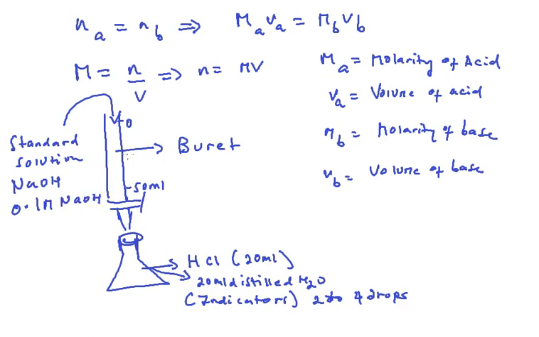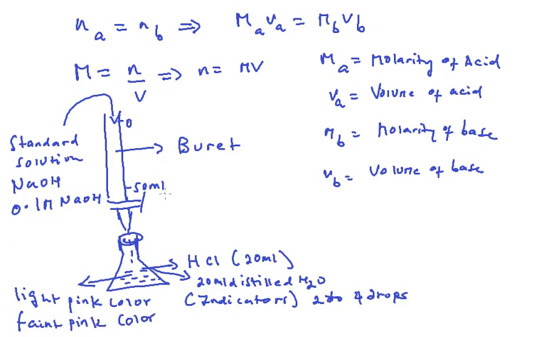So when we start a titration, make sure that for each drop that goes here, you swirl the flask so that the reaction will take place here. At some point, this color has to be changed into a light pink color. Sometimes it's called a faint pink color. As soon as you see a faint pink color, you have to turn off the stopcock here. This is called a stopcock. You have to turn that off.